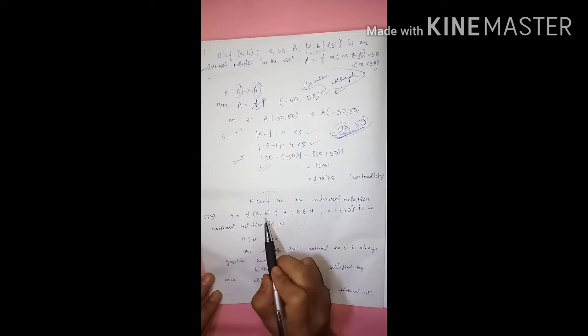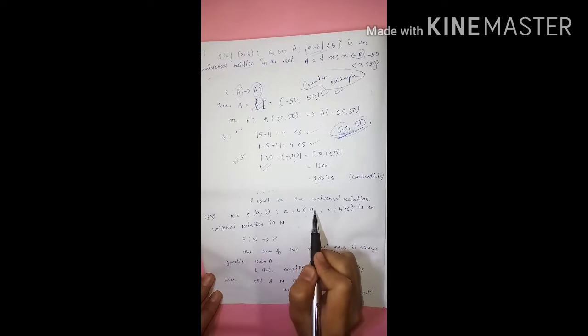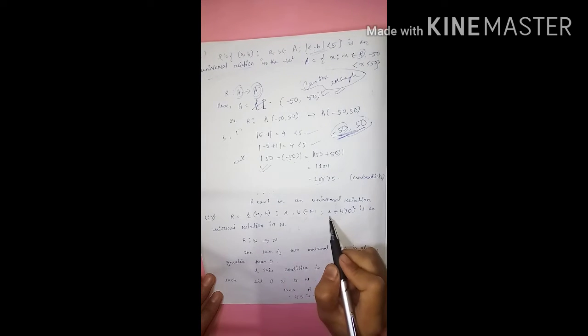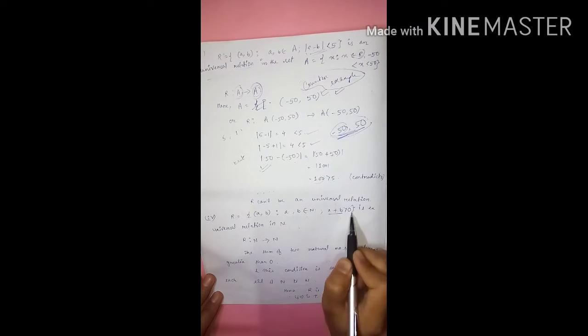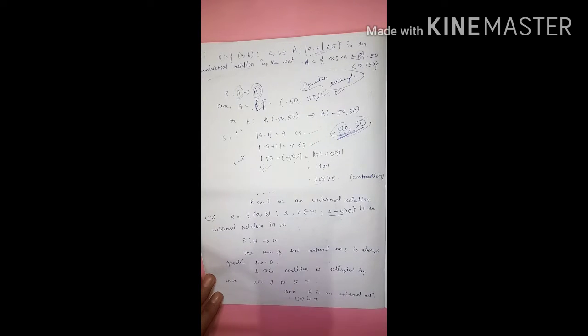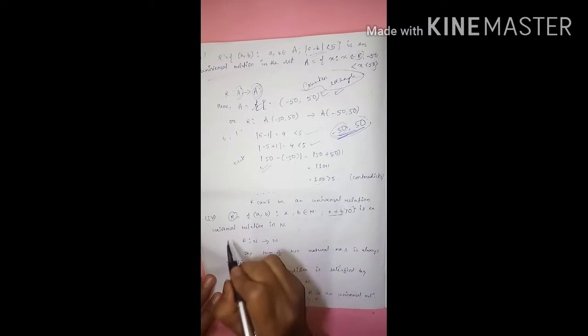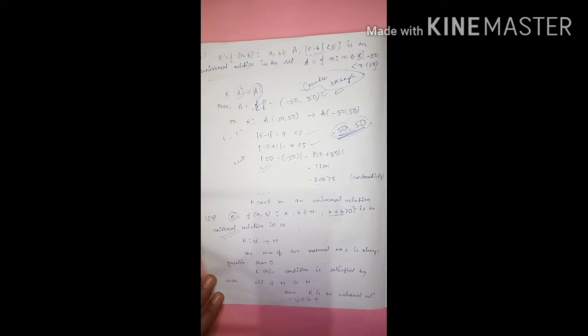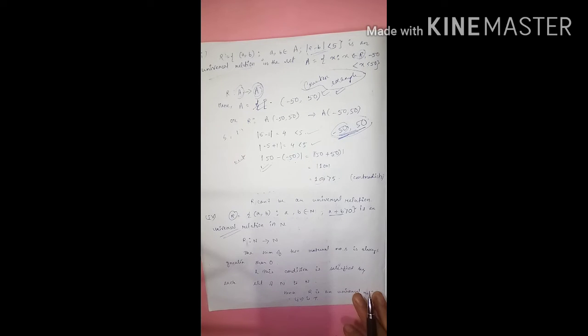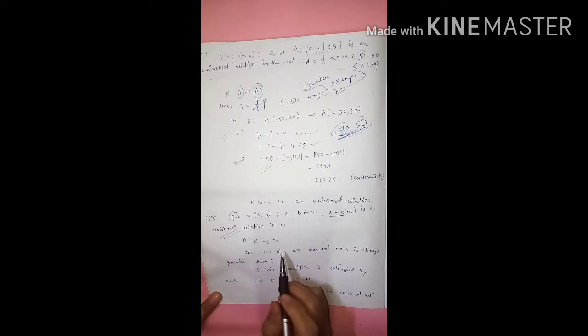R equal to ordered pair a, b such that a, b belongs to capital N, meaning natural numbers, and a plus b greater than 0, is a universal relation in N. We have to check whether this relation R is a universal relation or not. Now you know about universal relation, and R is a binary relation. R goes from N to N.